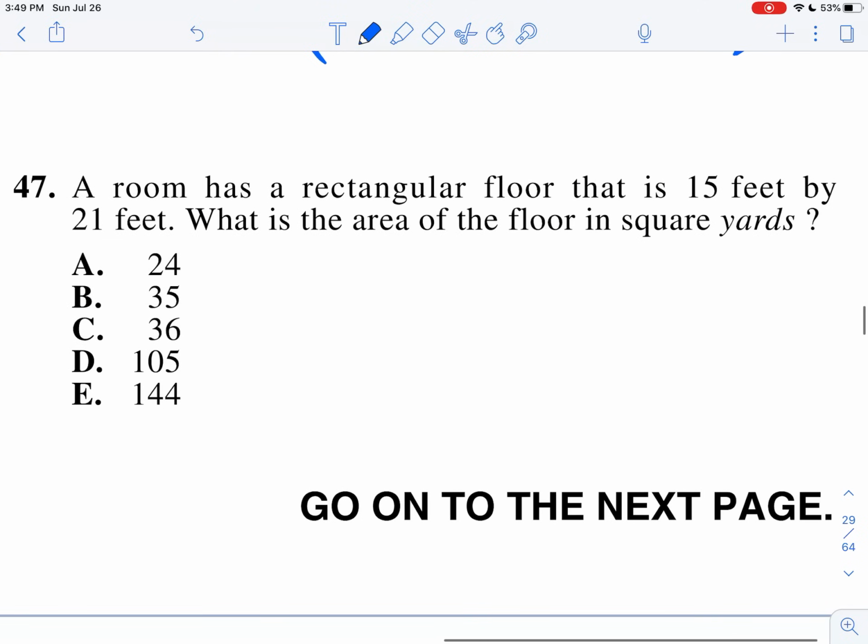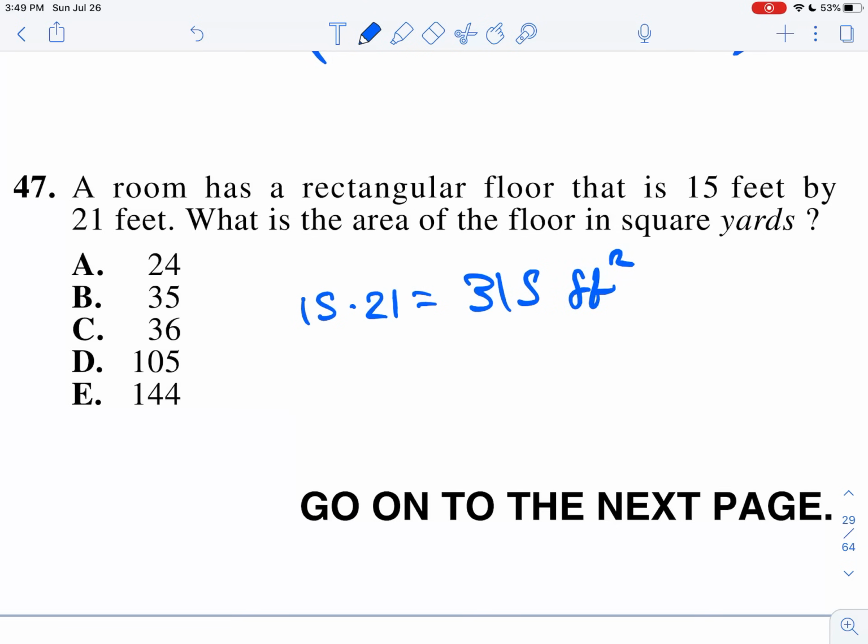A room has a rectangular floor that is 15 by 21. Okay, I can do that calculation. 315, I'm actually going to write it as feet squared. What is the area in square yards?